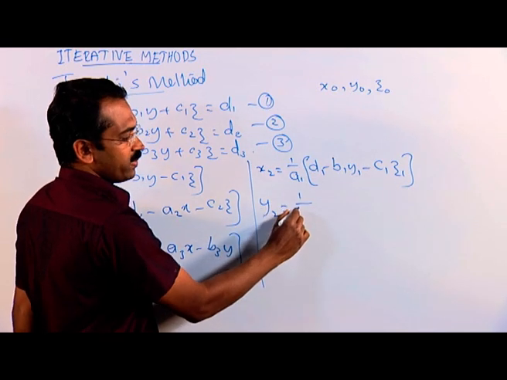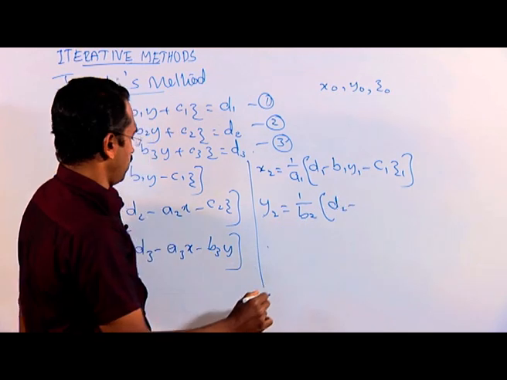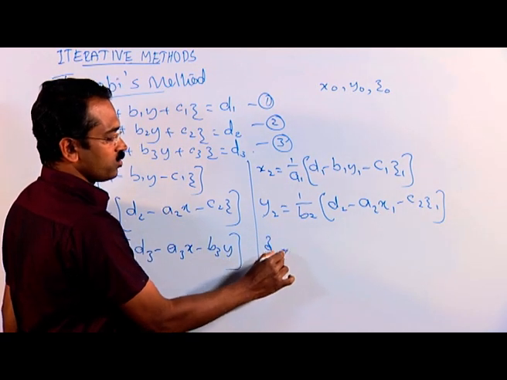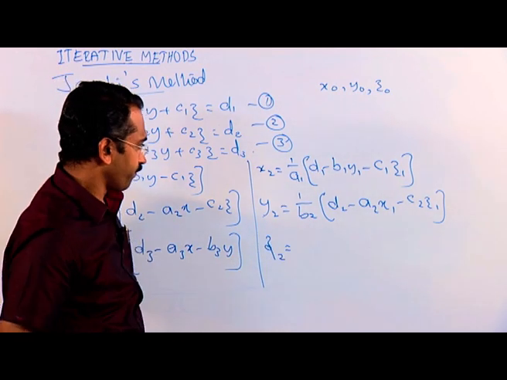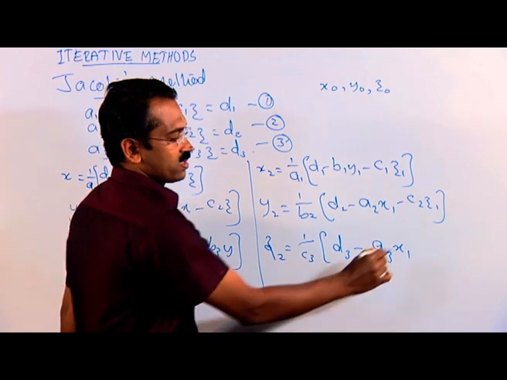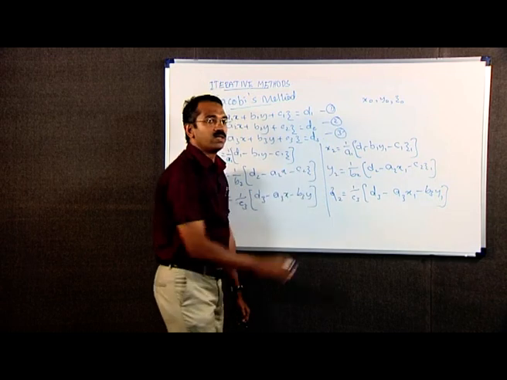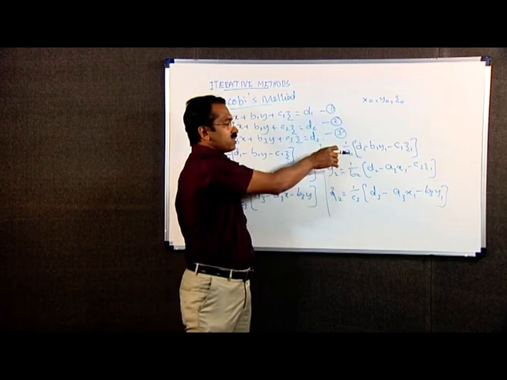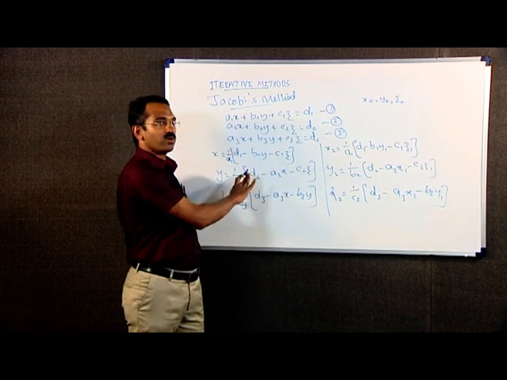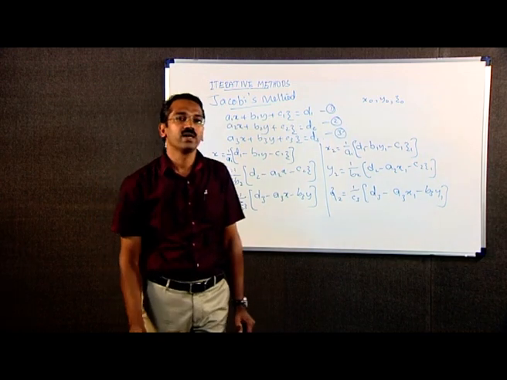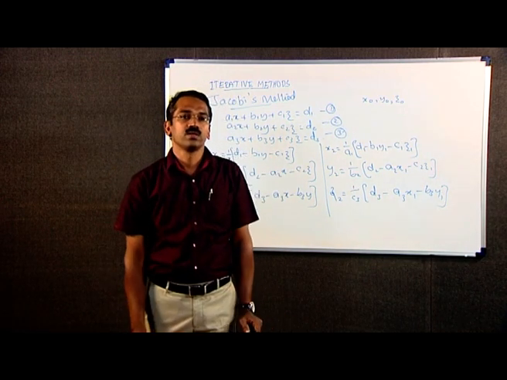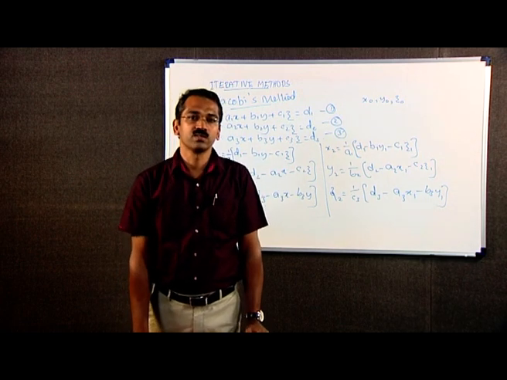y2 is equal to 1 by b2 into d2 minus a2 x1 minus c2 z1, and z2 is equal to 1 by c3 into d3 minus a3 x1 minus b3 y1. These are the approximate values of the solution of the given system in the second iteration. Now, we will use these values in the expressions for x, y and z. We will get the third approximate values of the given system and proceed this process till the difference between two consecutive approximations is negligibly small.